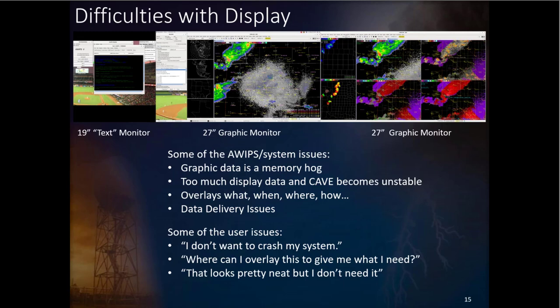Some of the other issues from a user perspective were, that's great data, but I can't put this on here because I'm afraid I'm going to crash my CAVE displays during an important time. Where can I overlay this data to give me what I need? And we've worked through the last one, which is, that looks pretty neat, but I don't need it because I've got my workflow set up.